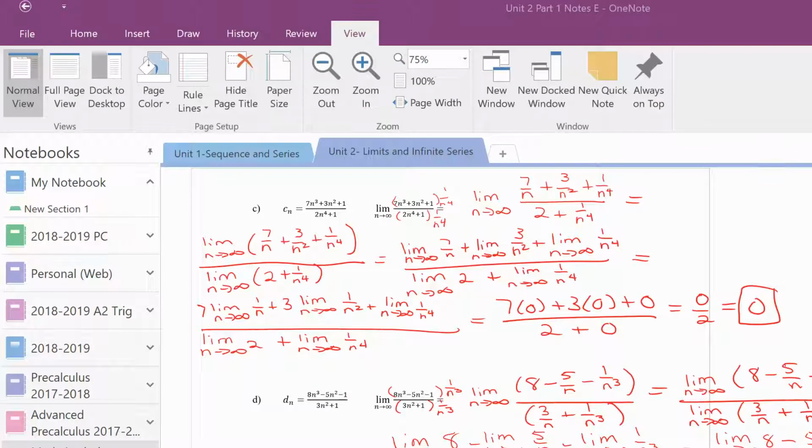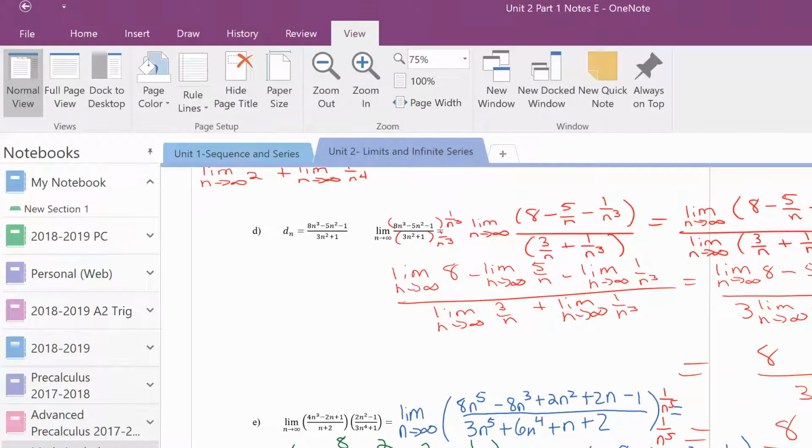All right, so if you look at the next one, the limit rules are applied out here, and at the end you get 0 over 2 equals 0. Notice the first thing you do is multiply by 1 over n to the fourth, and then you apply all the limit rules. So if you need to, pause it to look at it. I'm going to go on to the next one, which is part D.